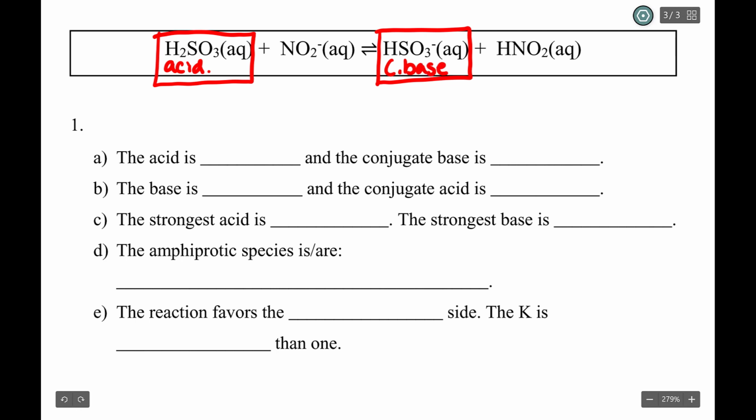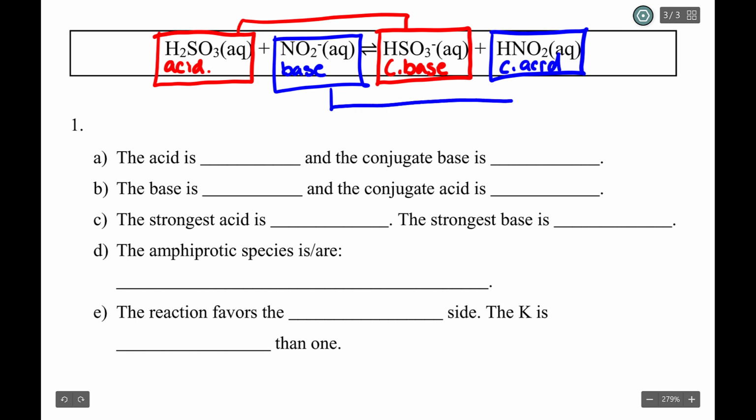When you look at NO2-, this could only act as a base because it does not have a proton to donate and it is negatively charged. I could also look this up on my acid and base chart. So the NO2- is a base, and if I look for its partner, which looks very similar, it should have one more proton, which it does because it's an acid. This is the conjugate acid. So there is my other pair. Based on what we've done so far, the acid is H2SO3. The conjugate base is HSO3 minus. The base is NO2 minus, and the conjugate acid is HNO2.